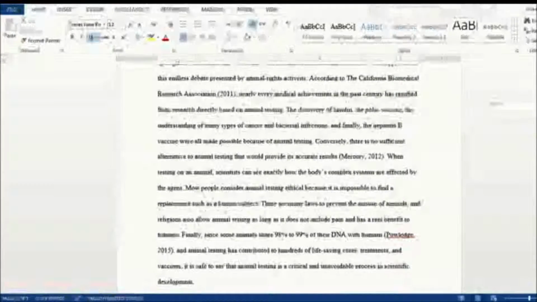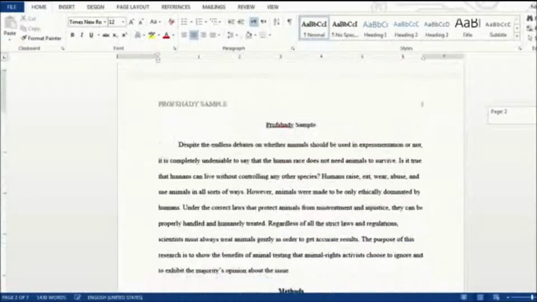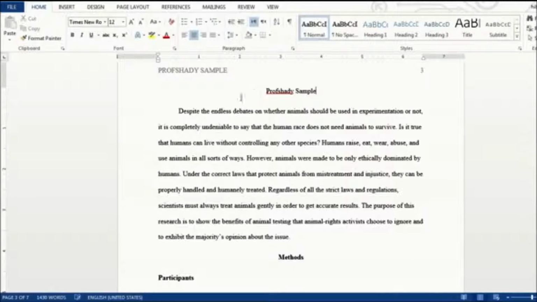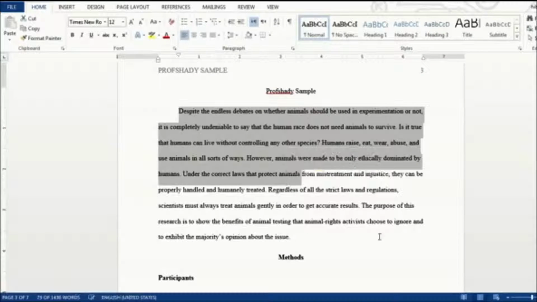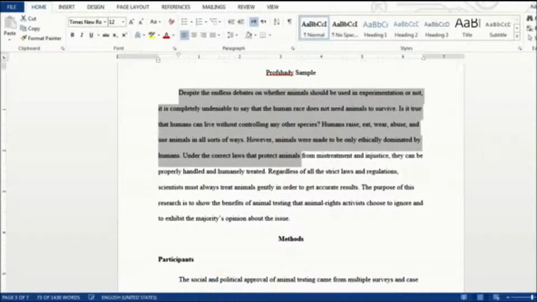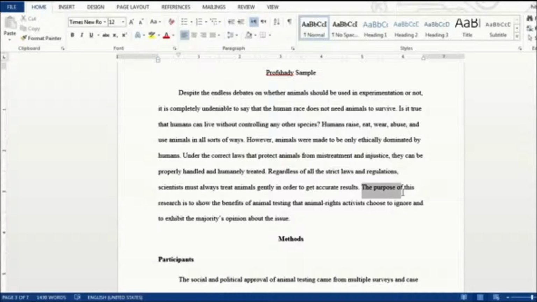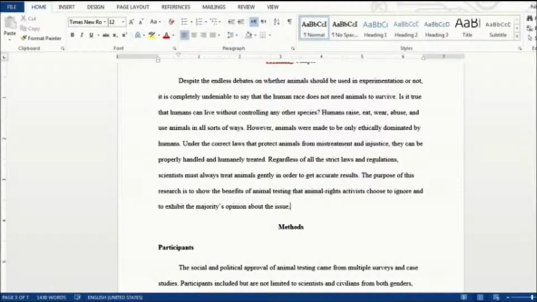Now, after you're done with the abstract, you should move on to the actual body of your research. So here it's Prof. Shady's sample. And then you start with the introduction. Now, the introduction should include, just like a normal introduction for any essay, a thesis statement, a claim, the purpose, and anything else you want to include. Usually in this introduction, you don't need to have any citations because it's usually all your ideas. There shouldn't be any scientific references here.